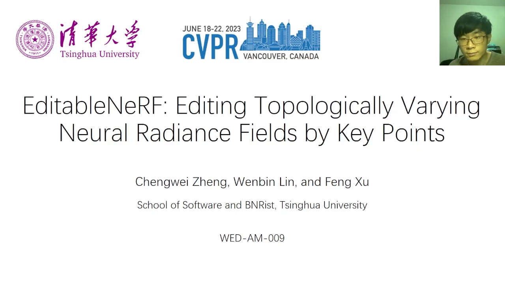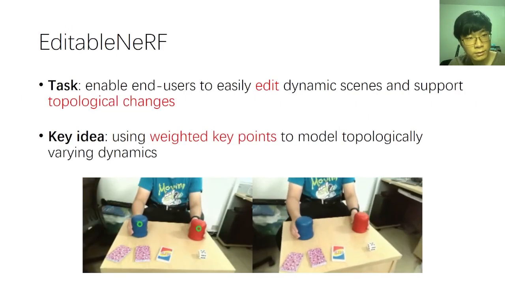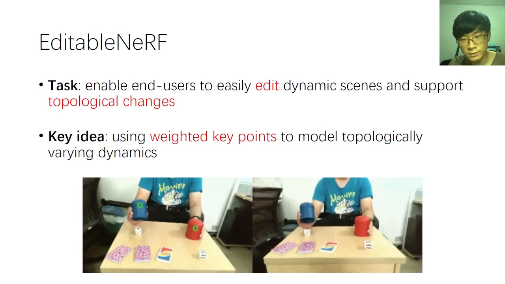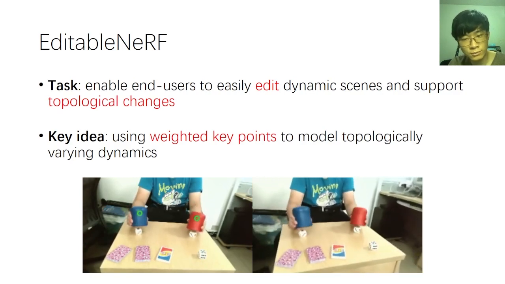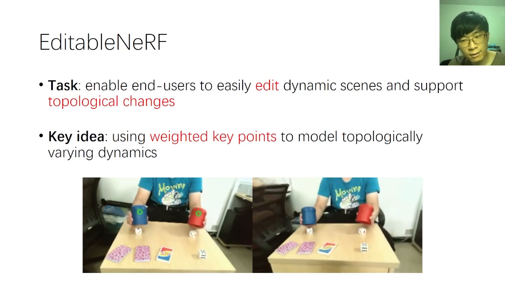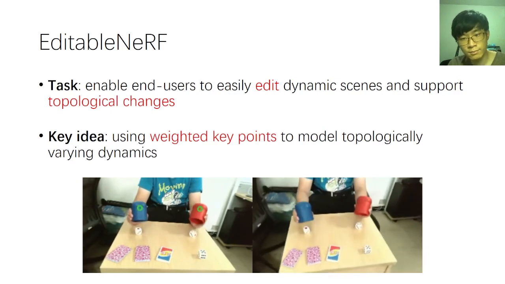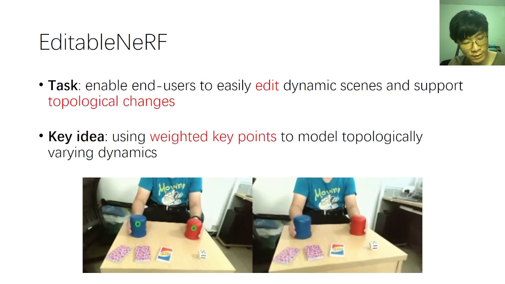Hello everyone, I'm Chen Weizheng from Tsinghua University, and I'm happy to introduce our work EditableNeRF, editing topologically varying neural radiance fields by key points. In this work, we aim to enable end users to easily edit dynamic scenes and even support topological changes. Our key idea is to use weighted key points to model these dynamics.